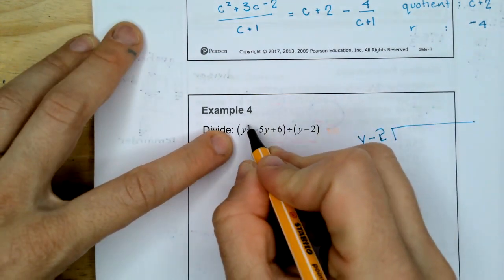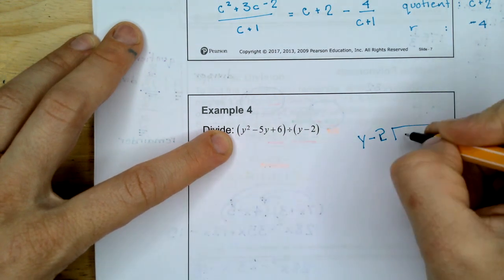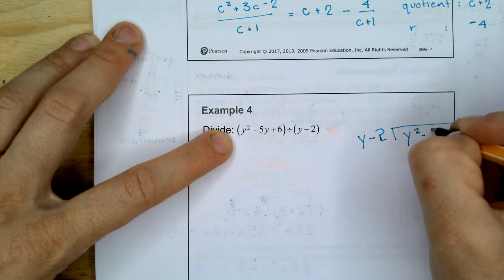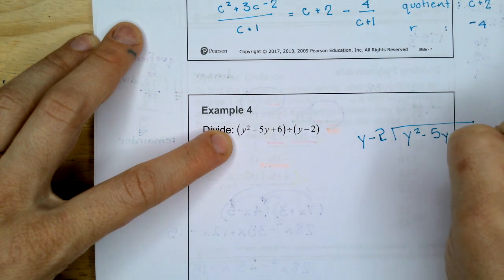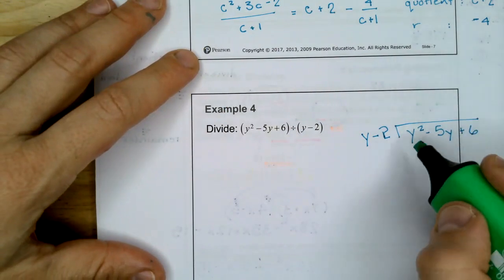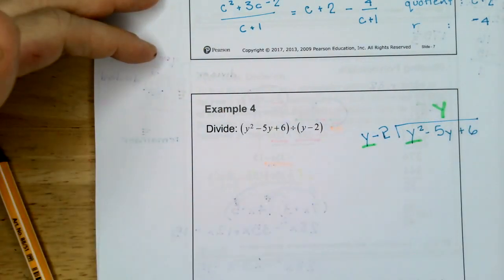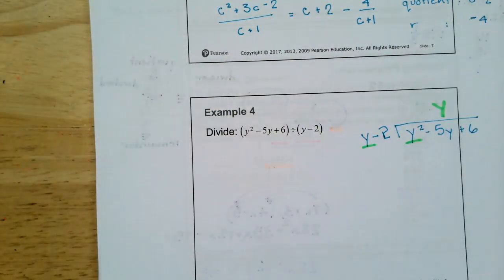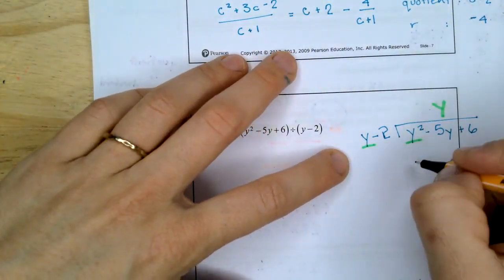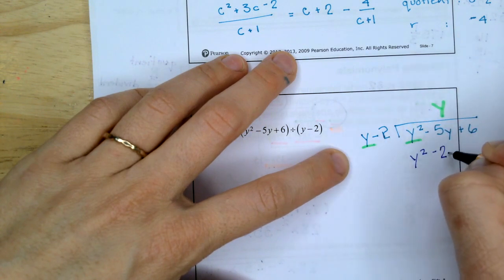A very important point is you want this in descending order: y squared, y, no y. How do I get from y to y squared? I'm going to multiply it by y. Okay, now I go back and I say y times y is y squared. Y times a negative 2 is a negative 2y.